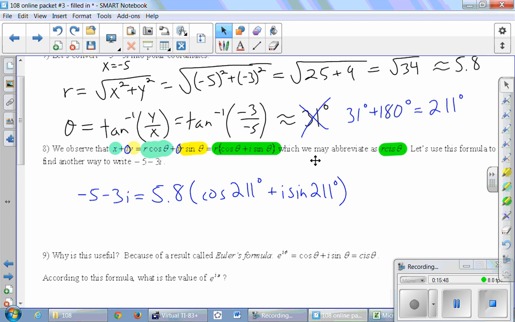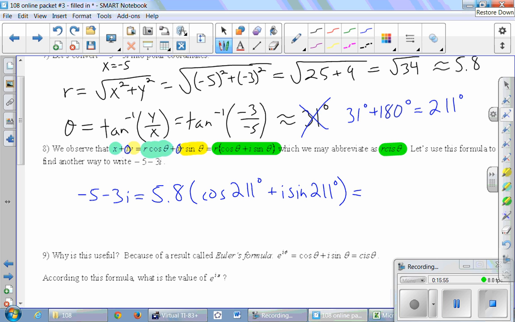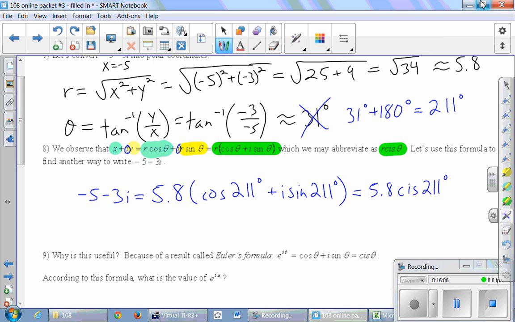And then we'll use our nifty green highlighted thing to abbreviate the right-hand side to, let's see, r cis theta, 5.8, funny acronym, 211 degrees. So when I say that -5 minus 3i is equal to 5.8 cis 211, I really mean they're equal, because if you distribute it here, this guy and this guy, then you get exactly what you think. And all we're doing is abbreviating the stuff in the parentheses.